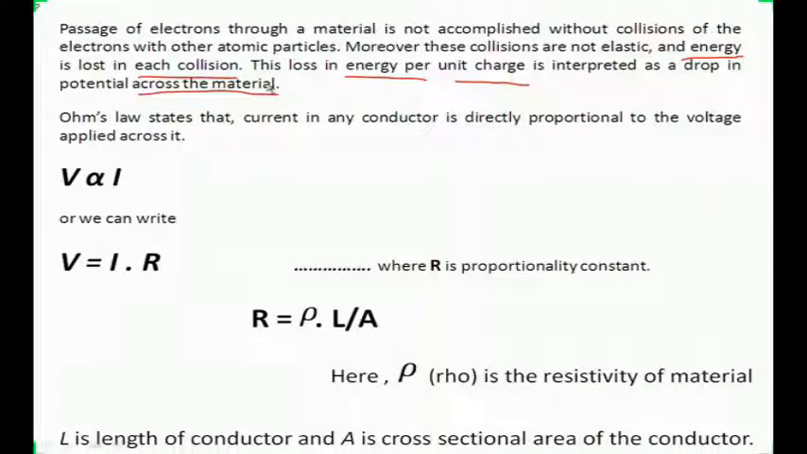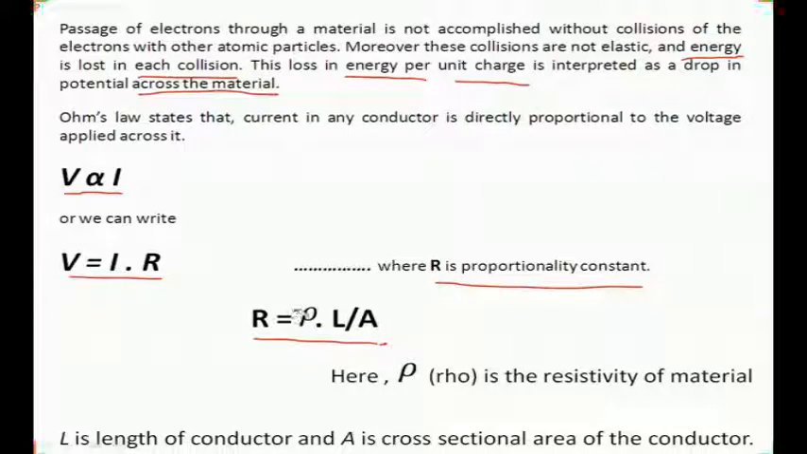This is the potential drop, and Ohm's law states that current in any conductor is directly proportional to the voltage applied across it. That's why we can write that V is proportional to I, or we can write that V is equal to IR if we remove the proportional symbol, and here R is the proportionality constant, and R is equal to rho into L by A.